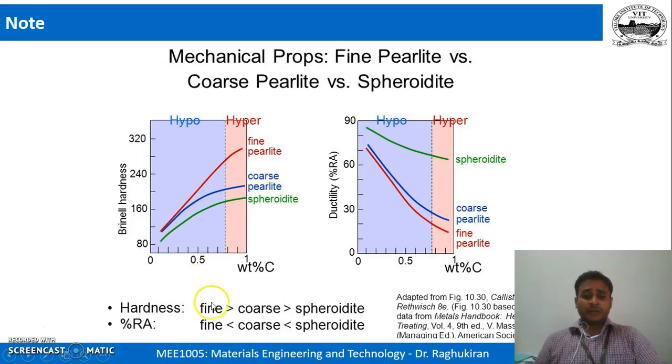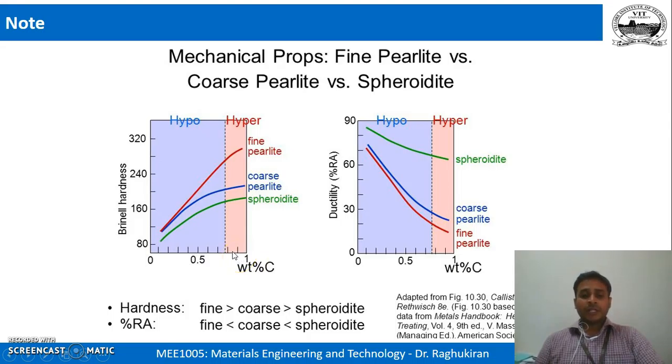So what does it mean? Ideally, if you want high hardness, you try to have fine perlite. And even without talking about fine or coarse perlite, if you want high hardness, you always want to have high carbon percentage.